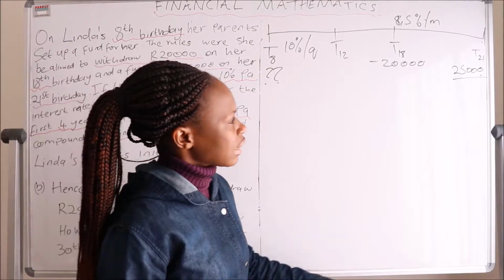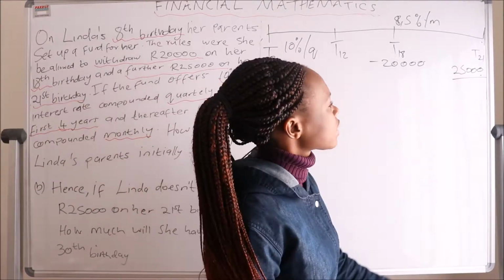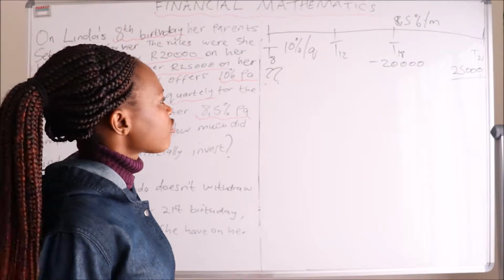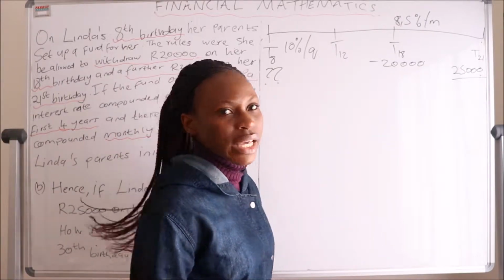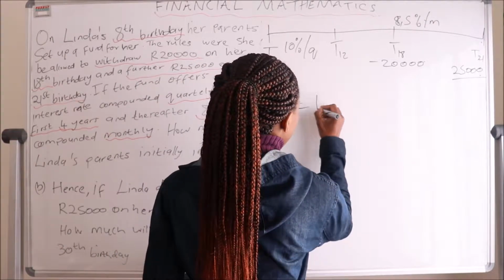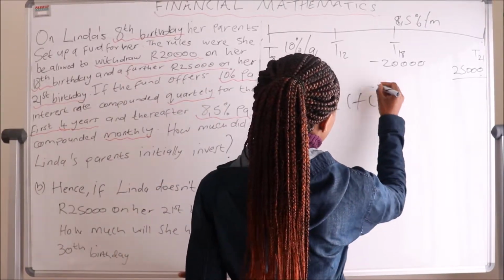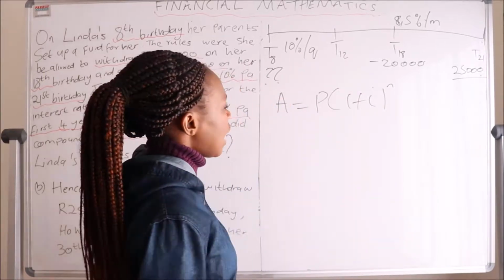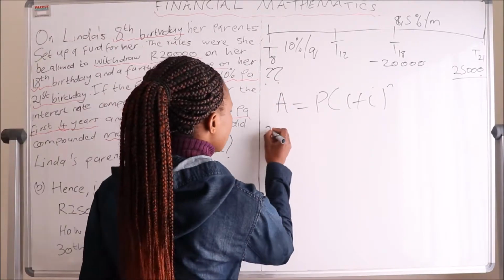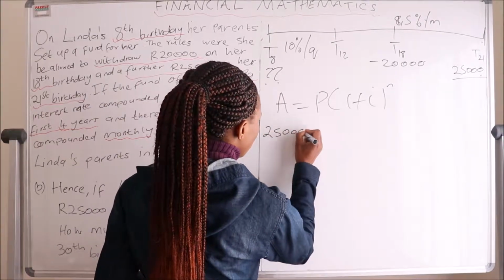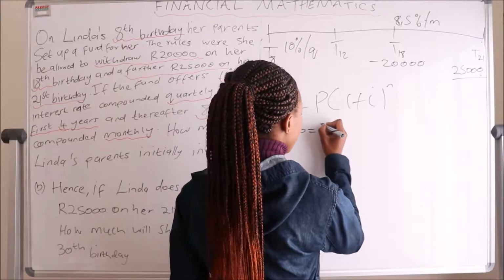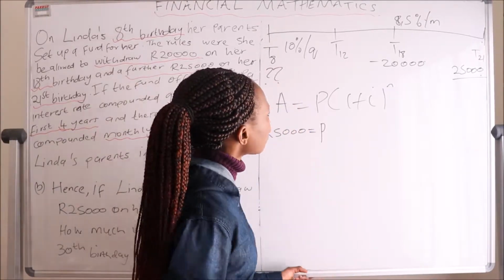Alright, that means that this is our final amount in this case, because this is the only amount that will be left in our account after 13 years of being invested. So our equation here will be A equals P into (1 plus i) to the exponent of n, and then we'll add more as we continue. In this case, we know that the final amount that she will withdraw is 25,000, and the initial amount we don't know, so we'll just write P.